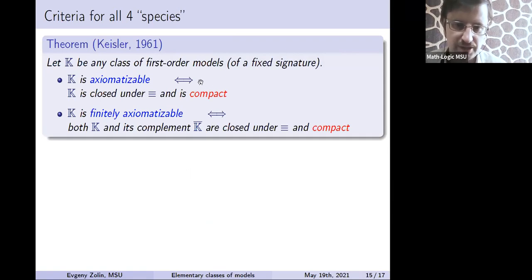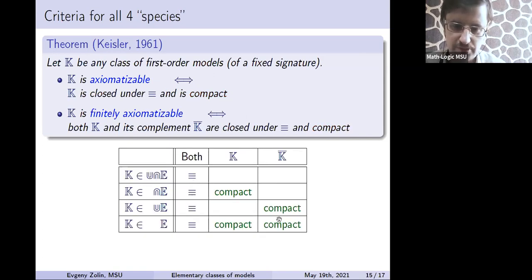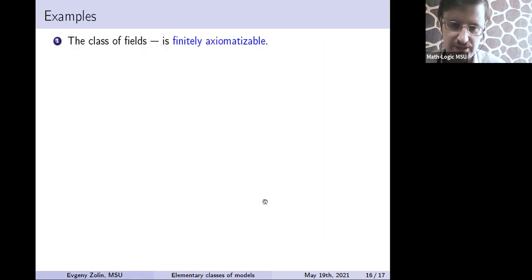And recall that the Chrysler theorem can be rewritten using the notion of compactness, not ultraproducts, but compactness. So we obtain also this table of criteria, and they are easier to apply in practice. Compactness, or non-compactness, is easier to show for a concrete class. Let us review some examples.